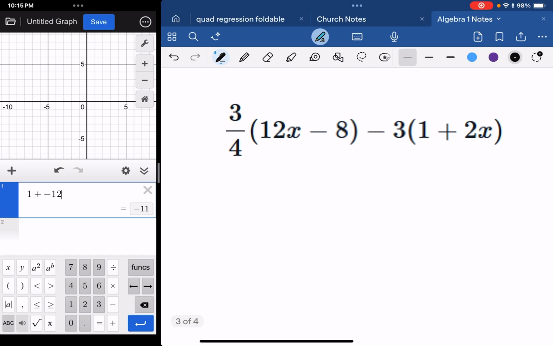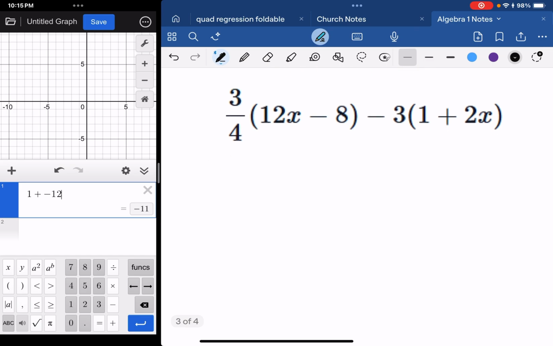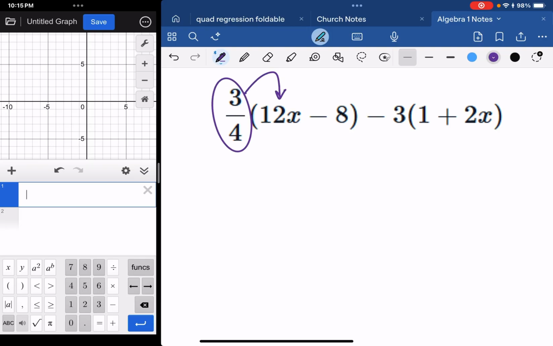All right, this one right here, a little bit challenging because there's a fraction. Do not be scared of the fraction, okay? It is just a number. And luckily for you in Desmos, you can write a fraction. So again, no equal sign, I can only do two things. I'm going to distribute that 3/4. So again, I'm going to distribute the 3/4 to the 12.